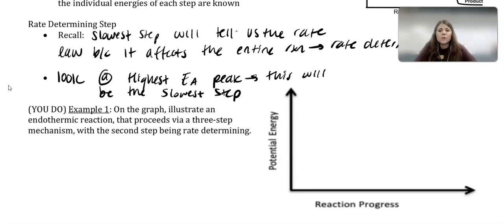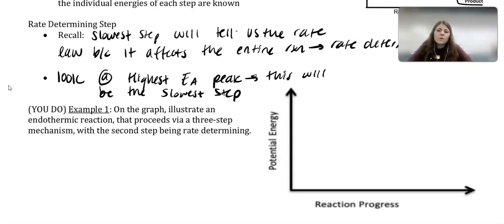Okay? All right, so let's look at an example right here. On the graph, illustrate an endothermic reaction that proceeds via a 3-step mechanism with the second step being rate determining. I'm actually just going to do this one with you just so we can put pieces together. If you do want to pause the video and try it out yourself, you're more than welcome to, but I'm going to dive into doing the reaction now.